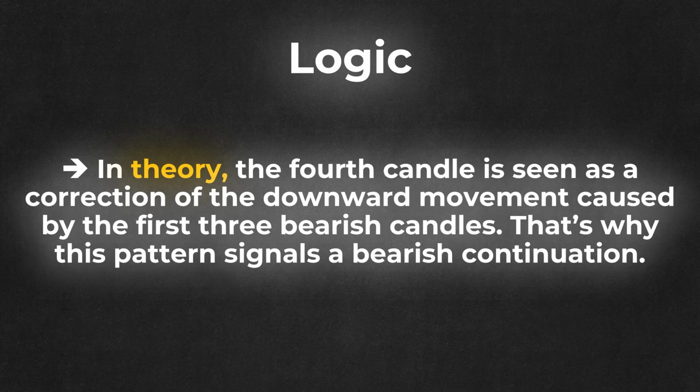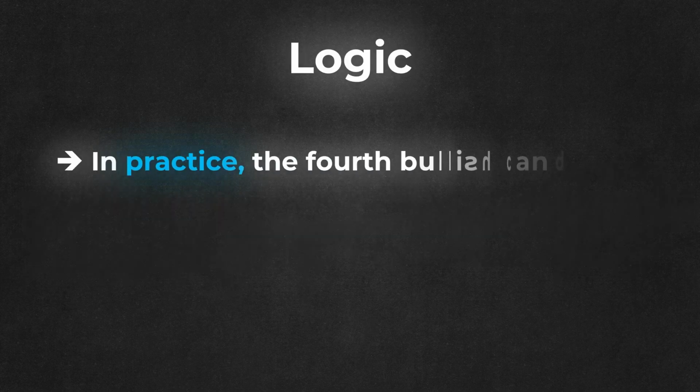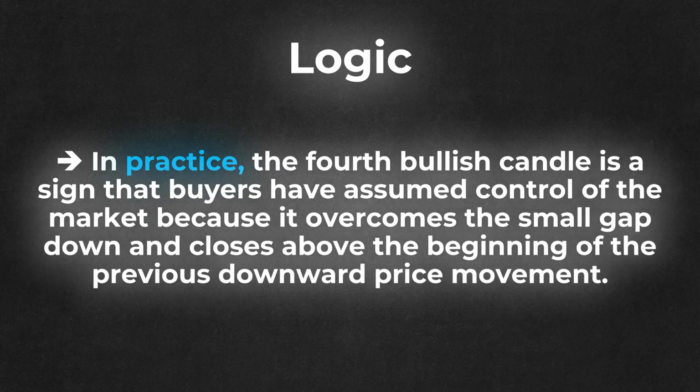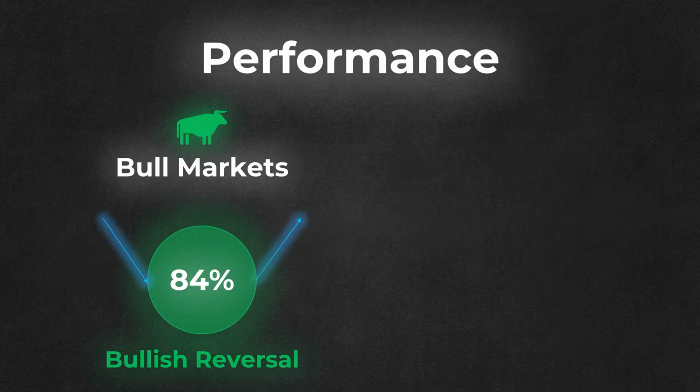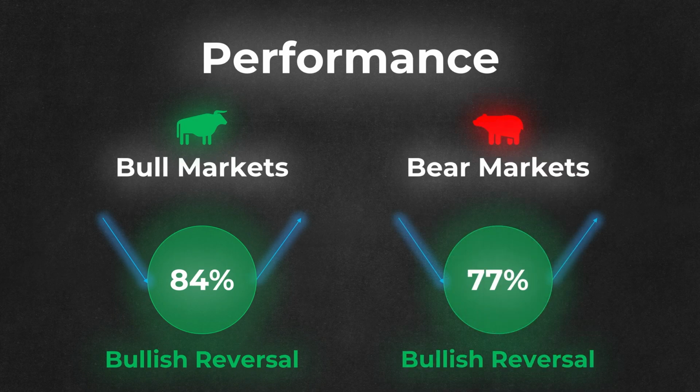The way of analyzing this pattern in a way that matches the real market evidence is that the last candle makes it clear that buyers have assumed control of the market, because one single candle can overcome the small gap down and 3 consecutive bearish candles. That is an extremely powerful bullish signal, so despite the original name, this pattern signals a bullish reversal because of that. Real market data shows that in bull markets, this pattern works as a bullish reversal 84% of the time, and in bear markets, it works as a bullish reversal 77% of the time.